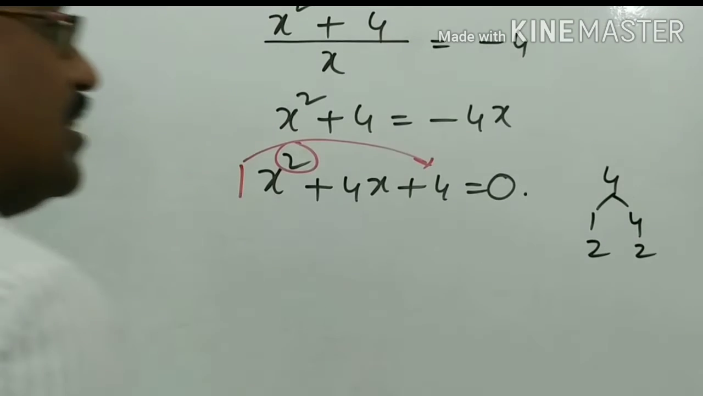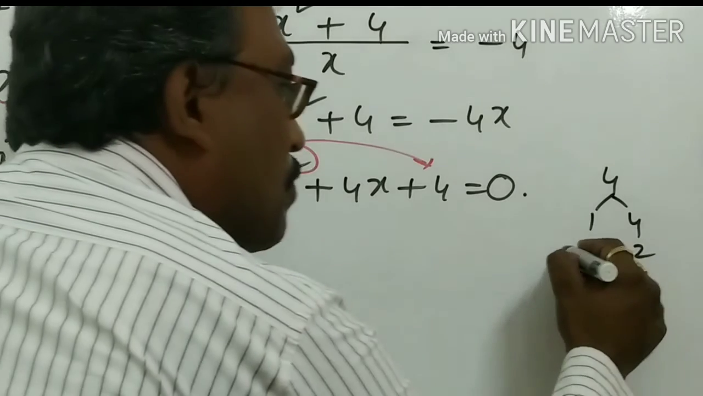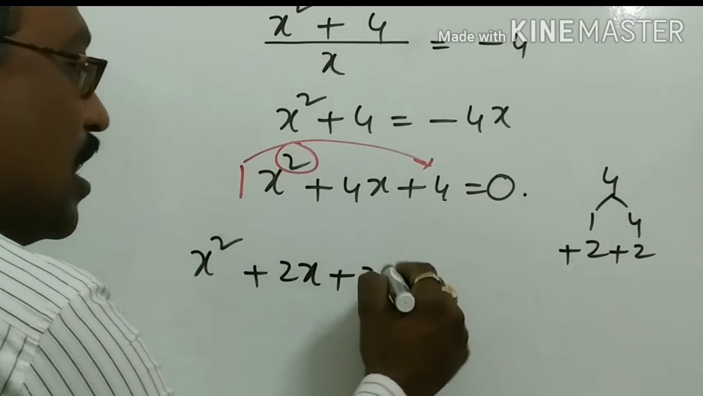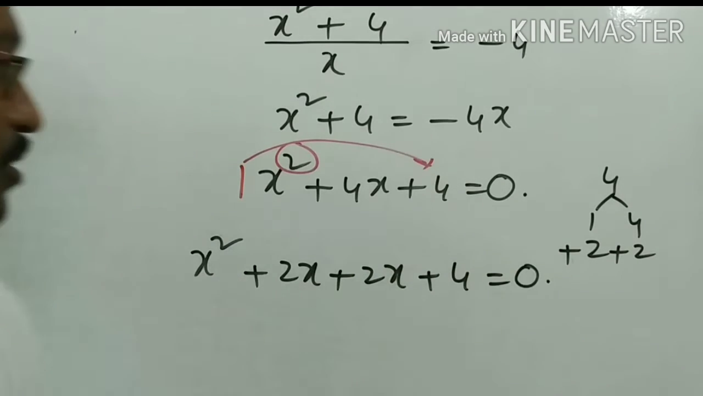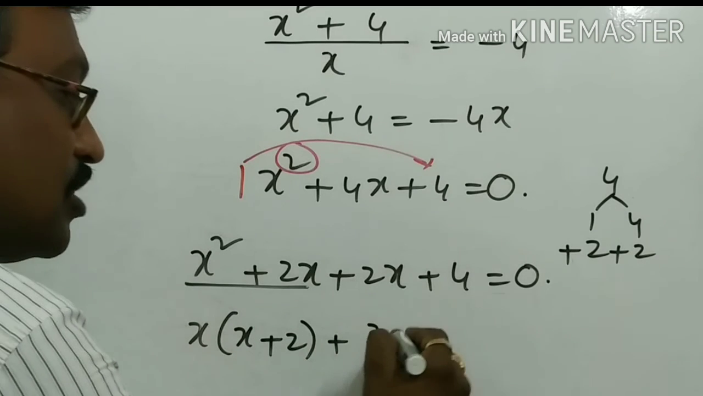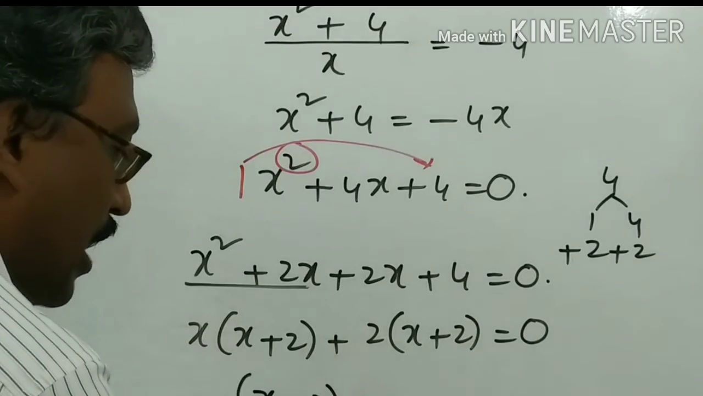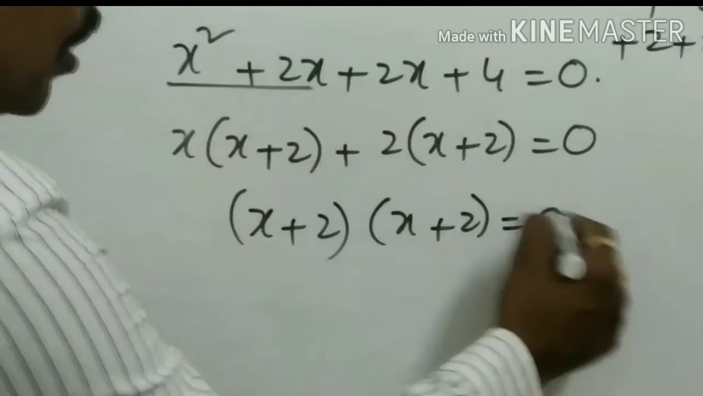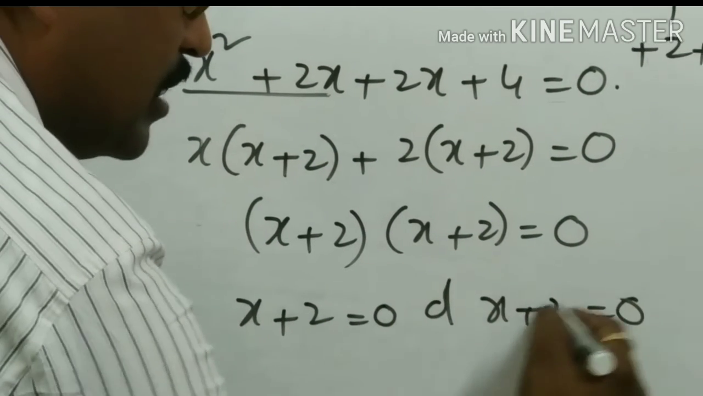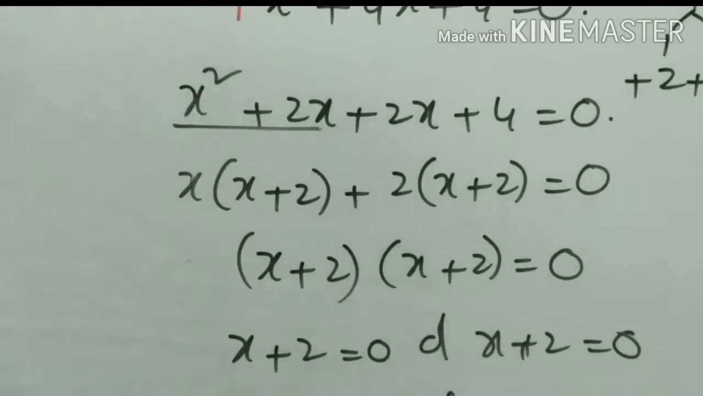1 4s are 4, so 2 2s are 4. These are the factors. Which one will suit for this? That is plus 2 plus 2. So x square plus 2x plus 2x plus 4 equal to 0. Now, take x common, x plus 2, and 2 common, x plus 2. So x plus 2 into x plus 2. Of course, both the brackets are the same. x plus 2 is equal to 0 or x plus 2 is equal to 0. x value is minus 2 or x value is minus 2.